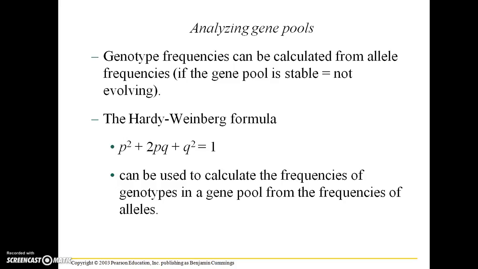So genotype frequencies can be calculated from allele frequencies only if the gene pool is stable or not evolving. This is where the Hardy-Weinberg formula comes in, which is p squared plus 2pq plus q squared equals 1. And this formula can be used to calculate the frequencies of genotypes in a gene pool if you know the frequency of alleles. But remember, this only applies for a hypothetical non-evolving population.